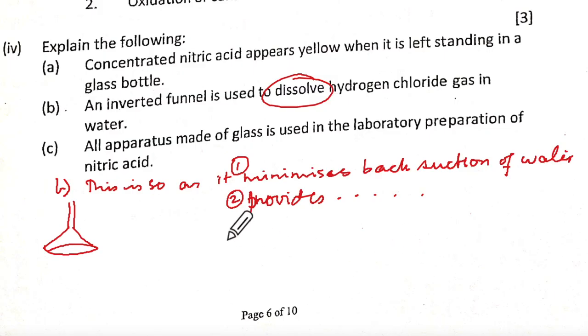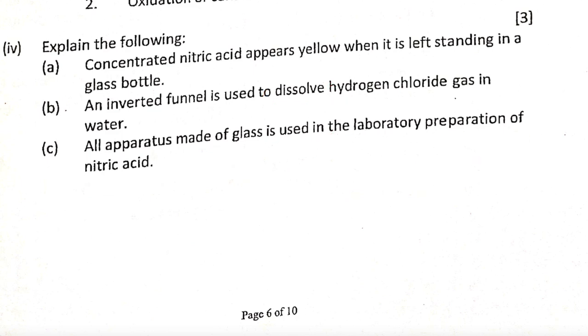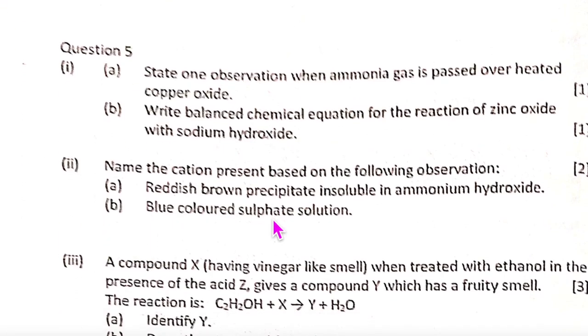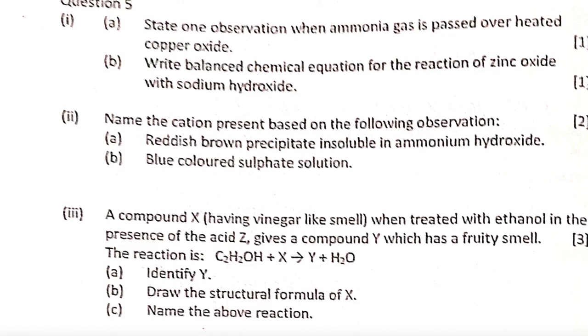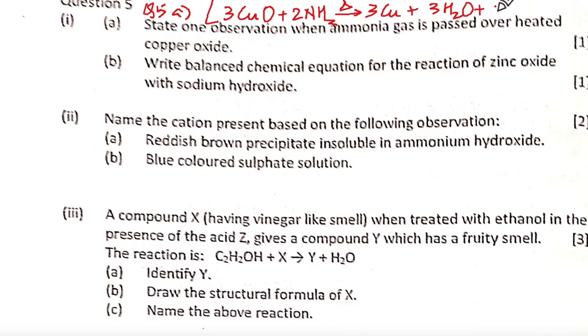We come to the next one. All glass apparatus is used because corrosive vapors of conc HNO3 attack rubber and cork. One observation when ammonia is passed over heated copper oxide. Now all the reactions we should know: 3CuO plus 2NH3 on heating gives 3Cu plus 3H2O plus N2 up arrow.